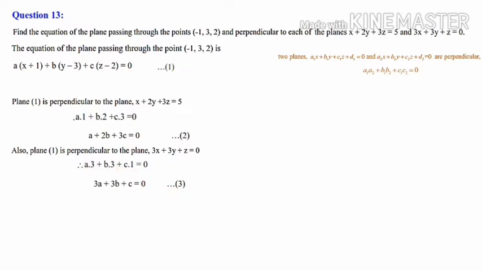Now we have got two equations with A, B and C, and we have to solve these two equations and find out the value of A, B and C and substitute it in equation number 1. So we will get the equation of the plane. So let's write these two equations. Then by using cross multiplication we are going to solve, and you can use any other method which is convenient for you to solve the equation.